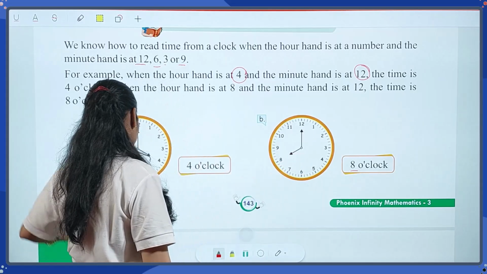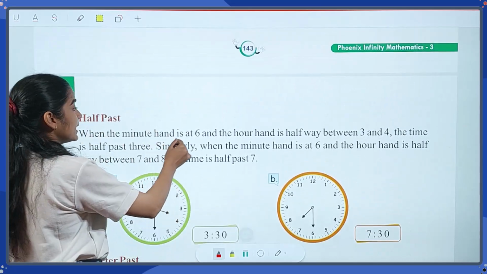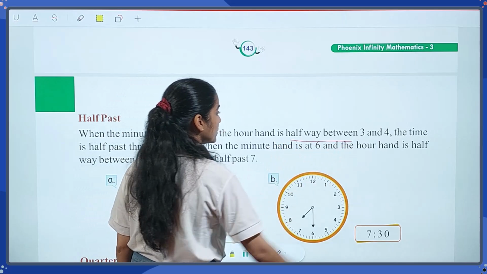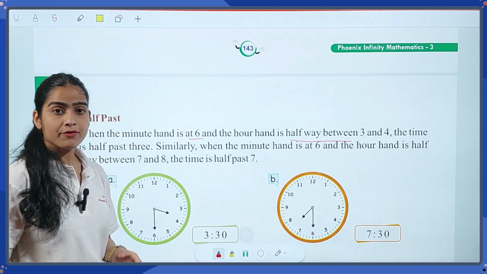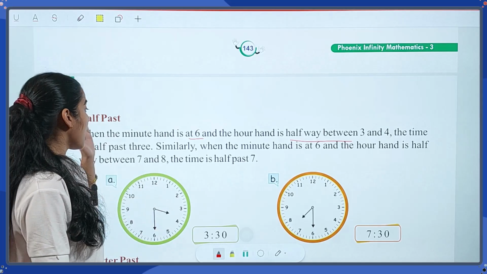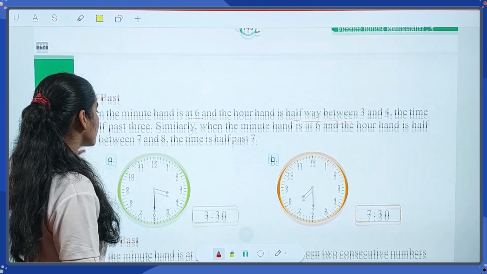Half past. Half past means when the minute hand is at 6 and the hour hand is halfway between 3 and 4. So whenever our hour hand is between any two numbers and our minute hand is at the 6, it means that it is half past.